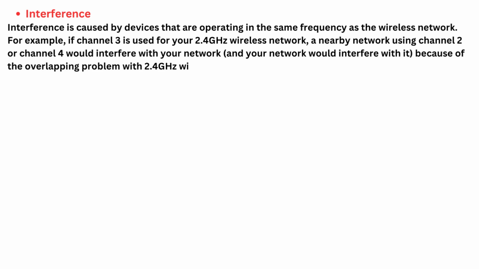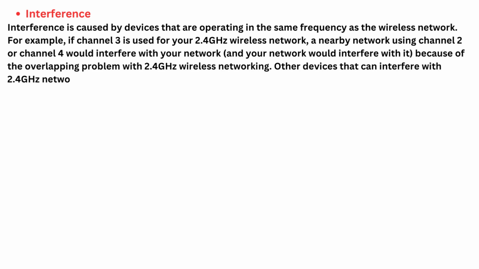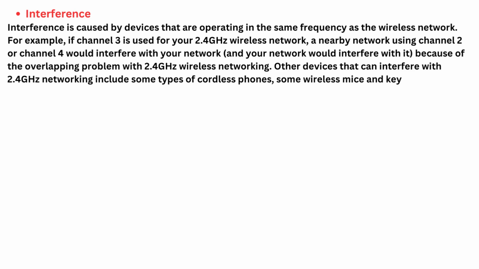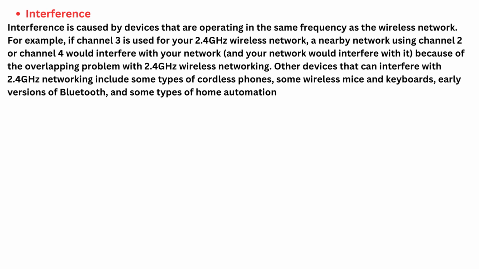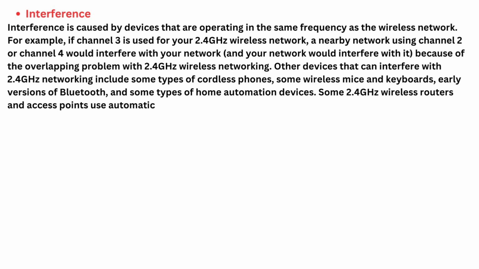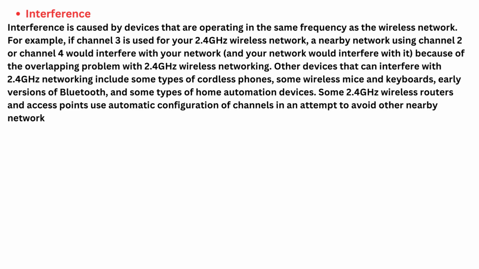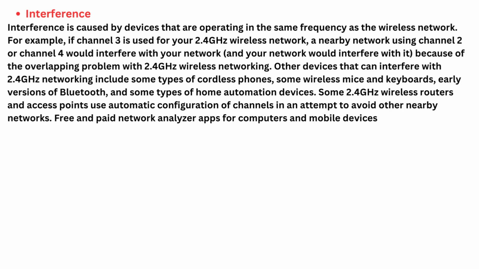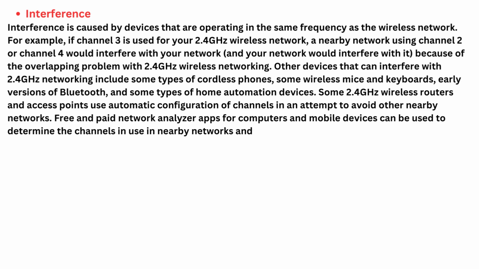Other devices that can interfere with 2.4 GHz networking include some types of cordless phones, some wireless mice and keyboards, early versions of Bluetooth, and some types of home automation devices. Some 2.4 GHz wireless routers and access points use automatic configuration of channels in an attempt to avoid other nearby networks. Free and paid network analyzer apps for computers and mobile devices can be used to determine the channels in use in nearby networks and help you select a channel manually.